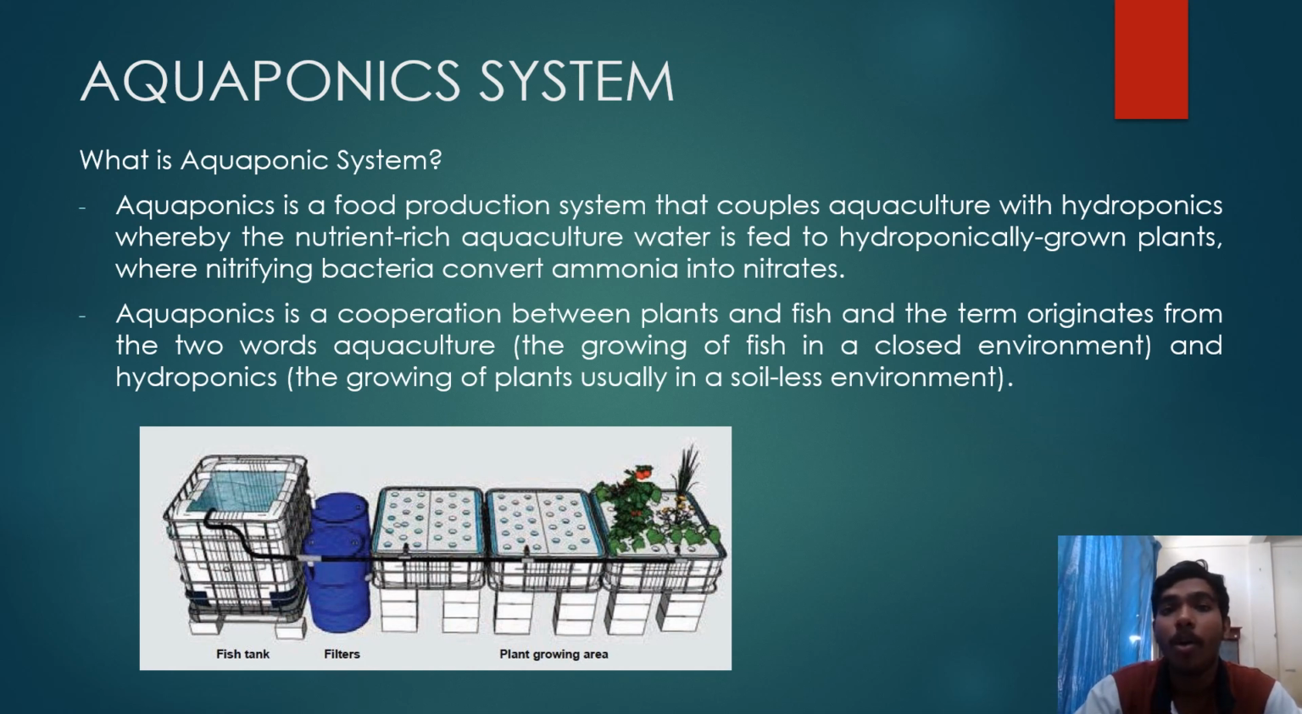Now, I would like to explain our case study, which is the aquaponic system. So what is an aquaponic system? Aquaponics is a food production system that couples aquaculture with hydroponics, whereby the nutrient-rich aquaculture water is fed to the hydroponically grown plants when nitrifying bacteria convert ammonia into nitrates. Aquaponics is a cooperation between plants and fish, and the term originates from the two words aquaculture, the growing of fish in a closed environment, and hydroponics, which is the growing of plants usually in a soil-less environment.